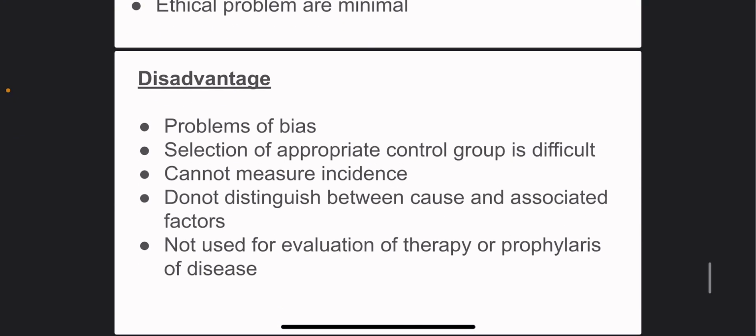Next, disadvantages. There is bias. Okay, problems of bias are there. Selection of an appropriate control group is very difficult, and also it cannot measure incidence, and it does not distinguish between cause and associated factors, and also it is not used for evaluation of therapy or prophylaxis of disease. Okay, so these are the disadvantages.